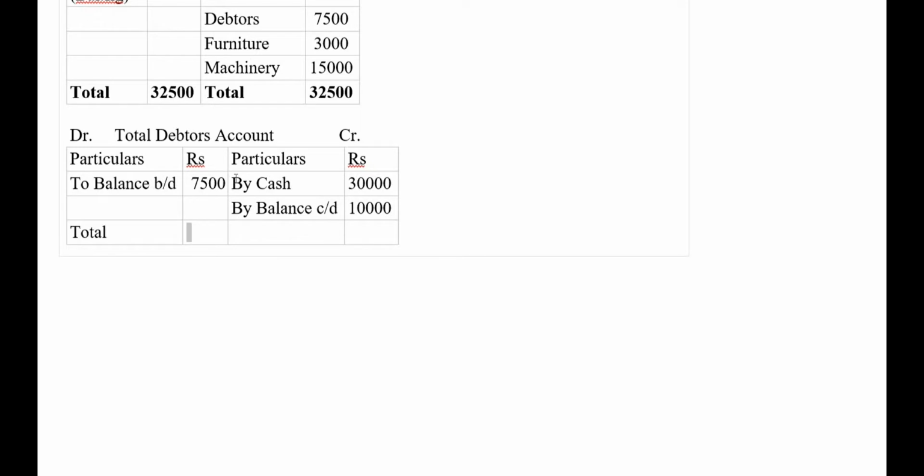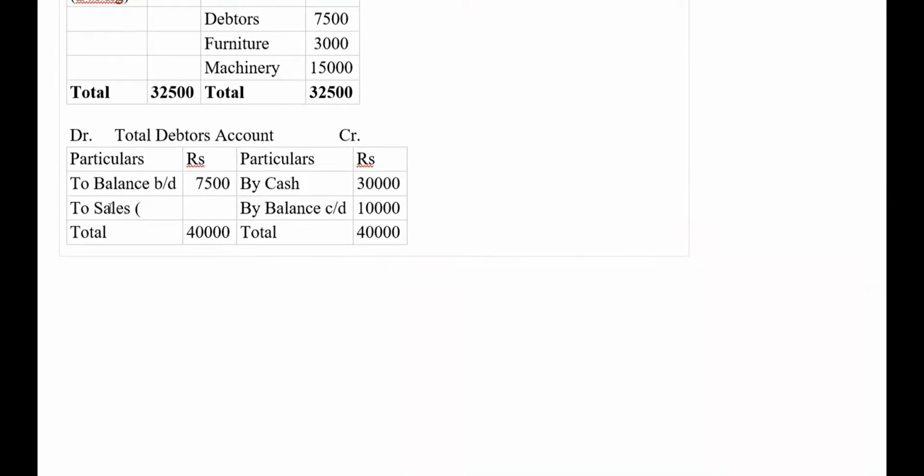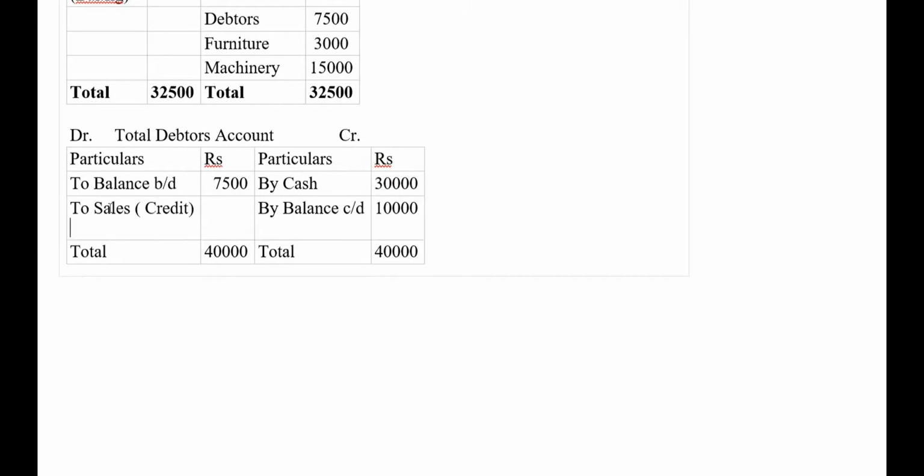So total, the credit side is more here, so 40,000. So the difference, let me write down here also, 40,000. Here it is to sales in the bracket credit balancing figure. So here that comes to 32,500. This is the amount of the credit sales made during the year by the trader here.